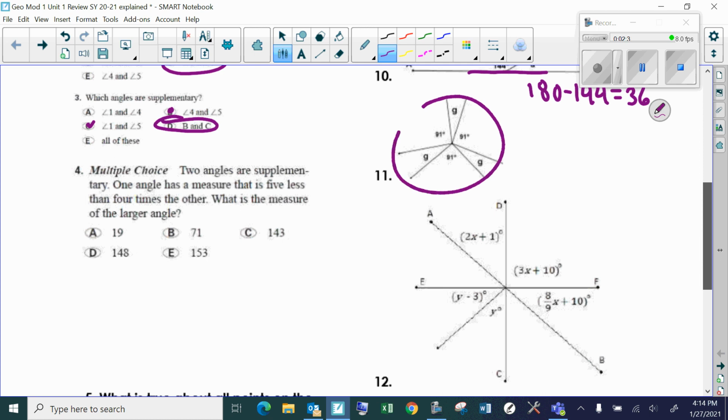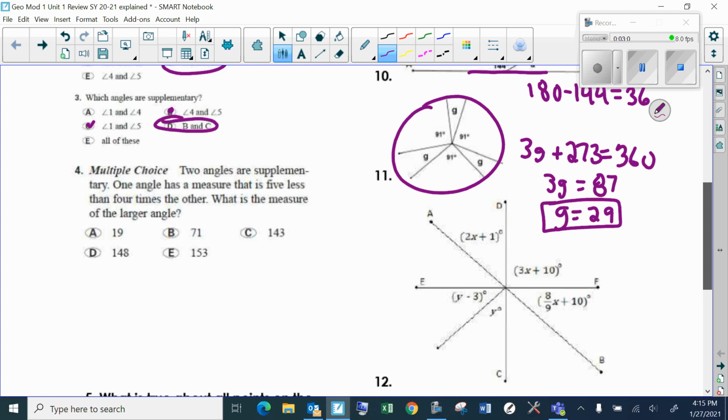All right, number 10 here. This forms a circle. How many degrees are in a circle? 360 degrees. So they all add up to 360. I got 3g plus 39, which is 273, adds to 360, a circle. Subtract the 273 across, and I get 87 degrees. Divide by 3, and I get 29 degrees, or g is 29.